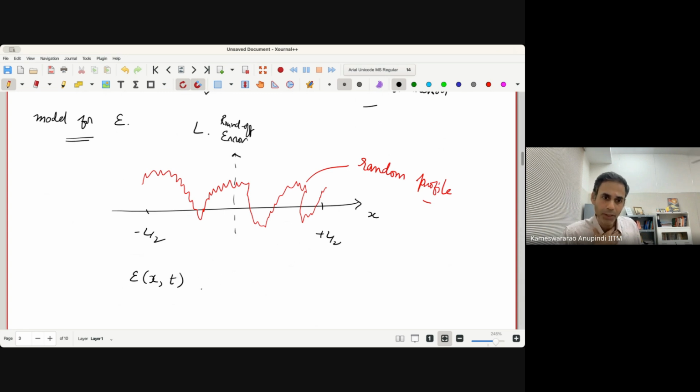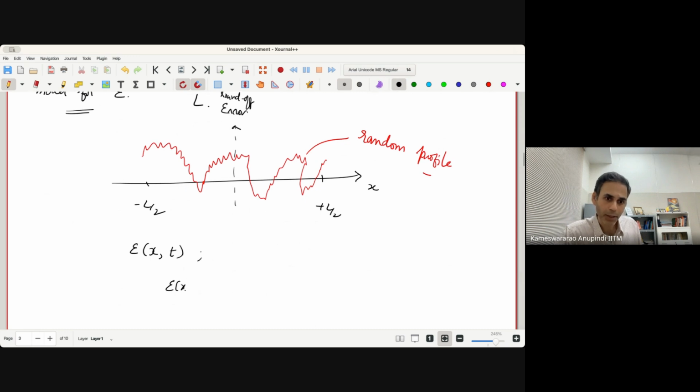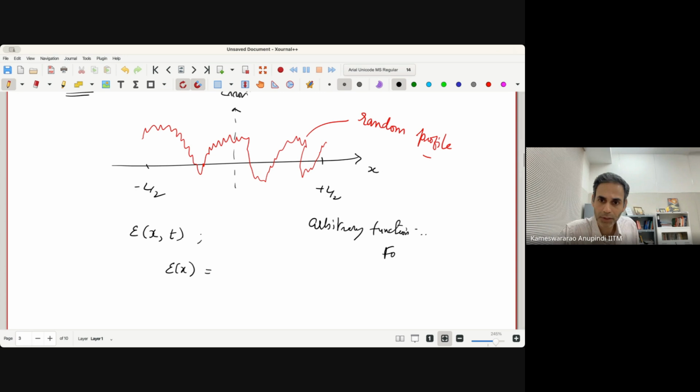In general, it's going to be a function of space and time. Let me introduce the time component a little later. So let me first look at how it varies with space. So let me look at epsilon x. And then in general, if we have any arbitrary function, we can always decompose it as a Fourier series.